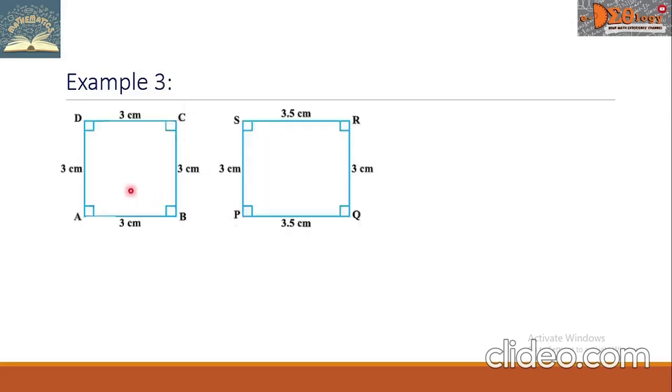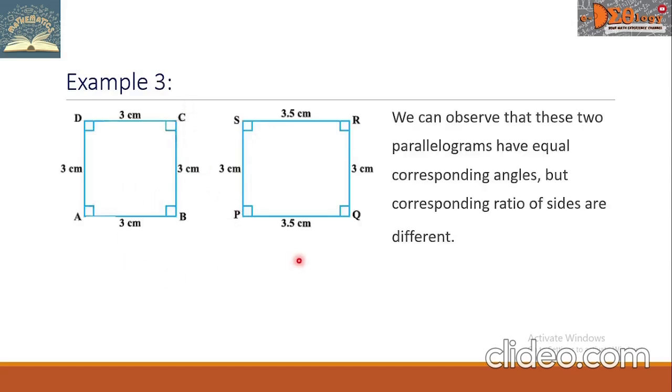Example 3. We have these two figures here. We can observe that these two parallelograms have equal corresponding angles. All angles are 90 degrees. But the corresponding ratio of sides are different. So we can write 3 over 3 is not equal to 3 over 3.5. Therefore, they are not similar.